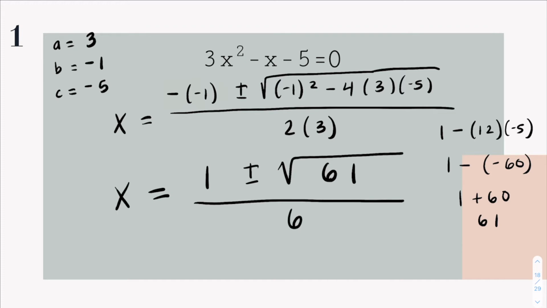So those are our solutions. And here we do have 2 solutions. One of our solutions is 1 plus the square root of 61 all over 6, and the other solution is 1 minus the square root of 61 all over 6.